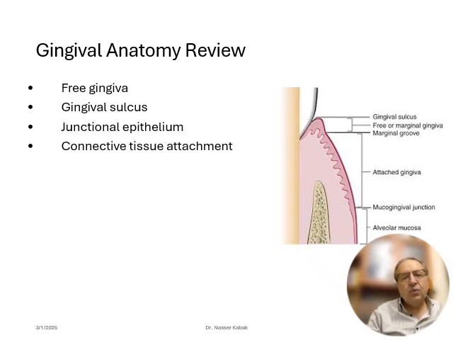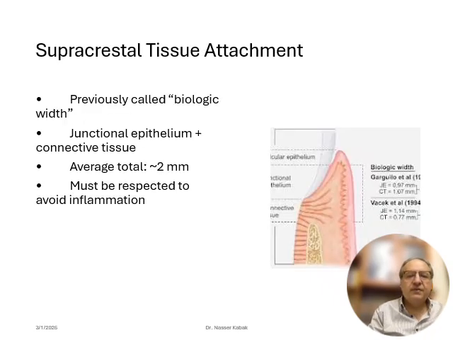As dentists interested in prosthodontics, we should understand that this is an apparatus that protects the bone and protects the gingival tissues from recession or inflammation. It's the free gingival margin, the gingival sulcus together with the junctional epithelium and the connective tissue. All of these are called the supracrestal attachment area. Previously, they were called the biologic width.